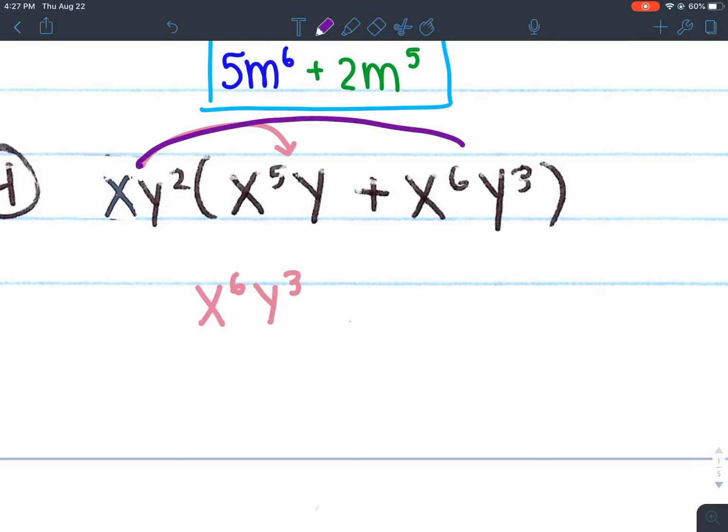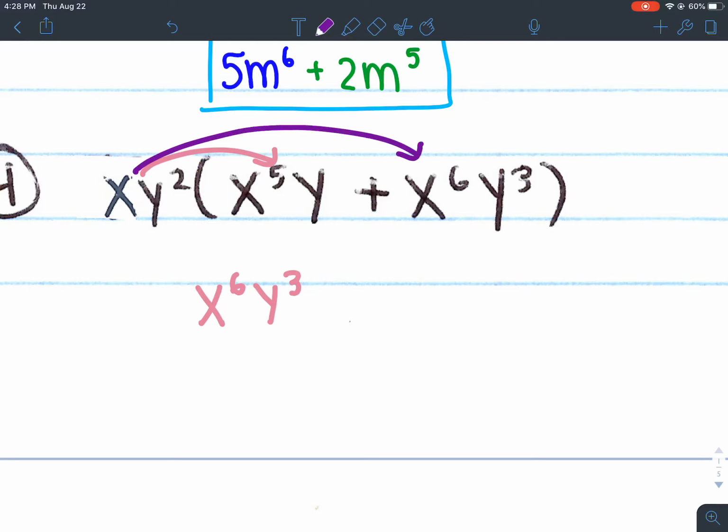Okay, next over here, I'm going to distribute over there. I'm actually going to fix that because that arrow is way too high. There we go. All right, now I'm going to distribute over here. So I have x times x to the 6th, which is going to be x to the 7th. And then y squared times y cubed is really y to the 5th. All right, so we're just multiplying here like normal. So I still have x to the 6th times y cubed plus x to the 7th times y to the 5th.